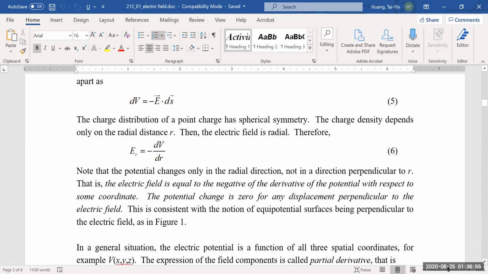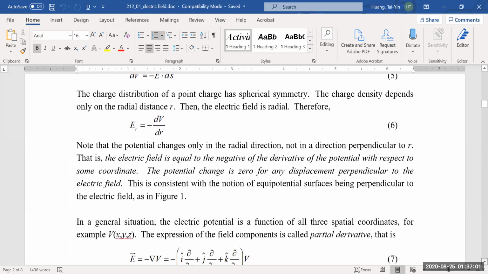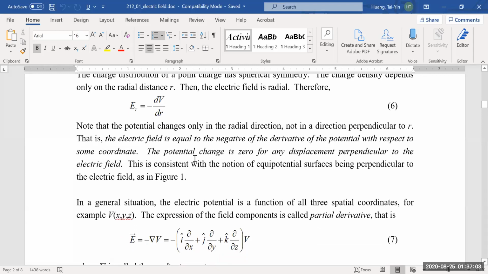When you do the derivative of the potential with respect to the displacement, what we found here is that the potential change is zero for any displacement perpendicular to the electric field. In other words, the electric field and the equal potential surfaces are perpendicular to each other.